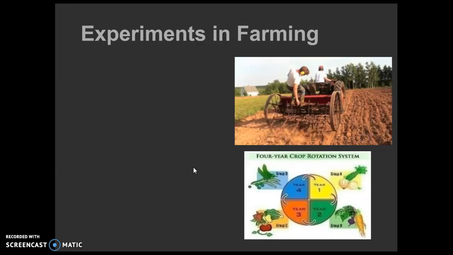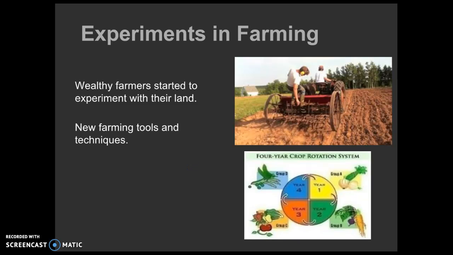Oddly enough, the Agricultural Revolution is what kicked off the Industrial Revolution. And the Agricultural Revolution had to do with farming. Farmers started to experiment with new techniques for farming. The wealthy farmers started to buy up bigger tracts of land, and because they had more land, they felt like they could try new things. They used new tools and tried out new techniques.